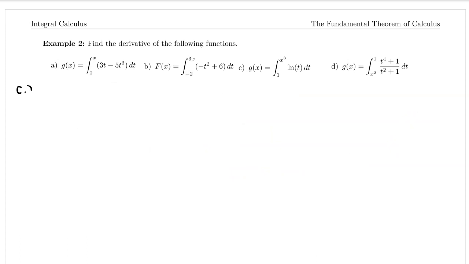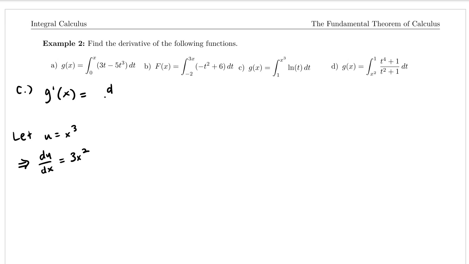All right, let's move on to part C, where we want to find g prime of x. And once again, our upper limit of integration is not just x by itself. In this case, it's x cubed. So we're going to apply the same strategy. Off to the side here, I'm going to say let u equal x cubed. And then that implies that du dx is equal to 3x squared. So I just took the derivative of that.